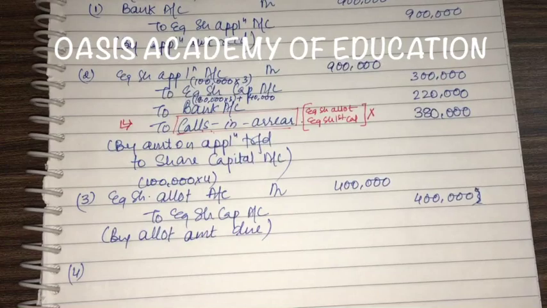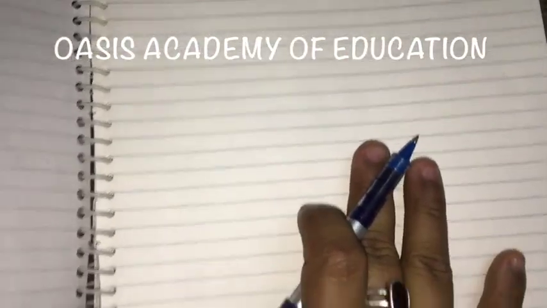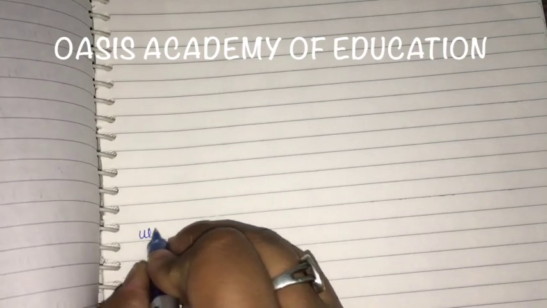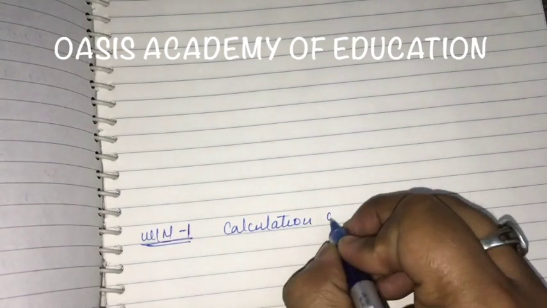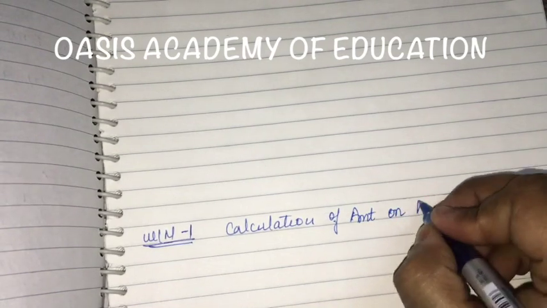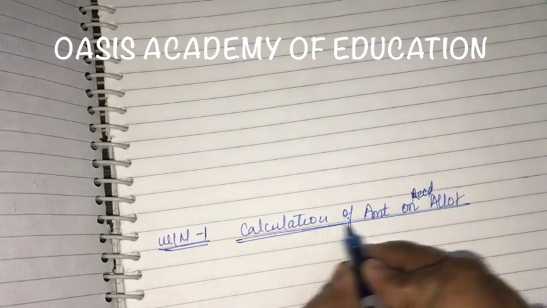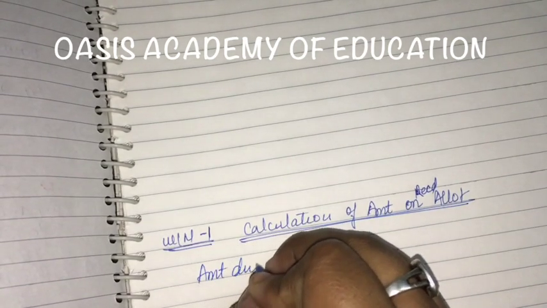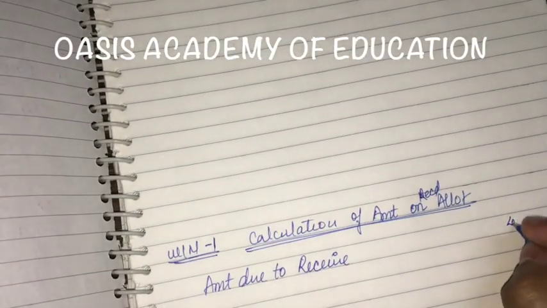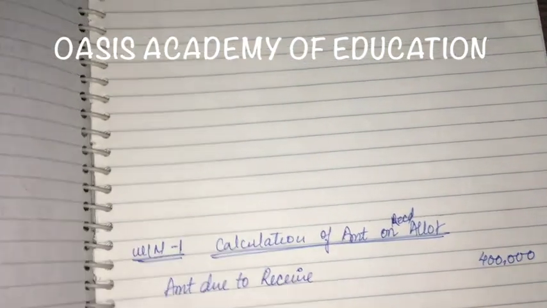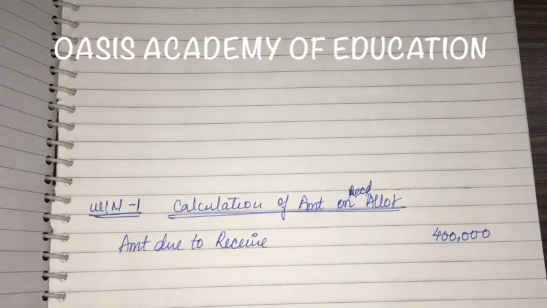Now, before I pass on this fourth entry, what I am going to do is make out the working note and calculate the amount to be received on allotment. So I'll make out the first working note of this part. Calculation of amount received on allotment, right. So amount due to receive, मेरा amount due है 4 lakh rupees. Clearly in the question we just calculated कि we have to receive 4 lakh rupees on account of allotment, right.